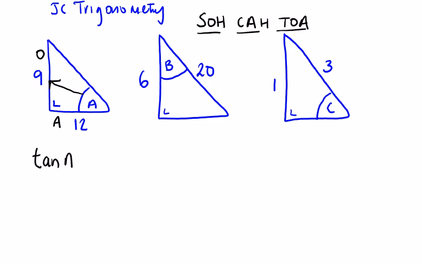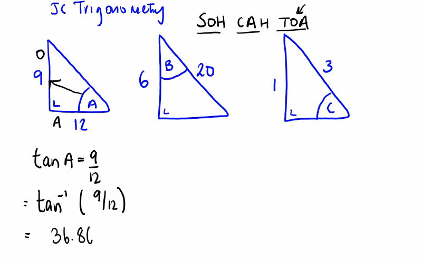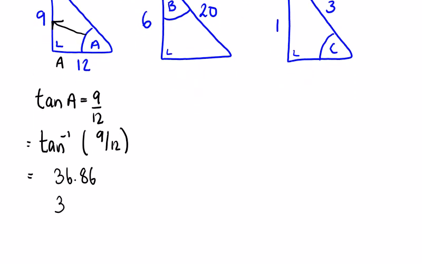So you can say that the tan of A is equal to opposite over adjacent, O over A, 9 over 12. And you don't have to simplify this to 3/4. You can just type into your calculator the inverse tan of 9 over 12 or 3/4 or 0.75, whatever you want to use. And the inverse tan of 3/4 is 36.869. So if you're asked to round to the nearest decimal or the nearest degree, 37 degrees.